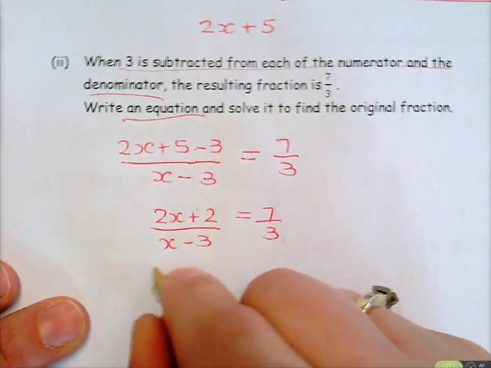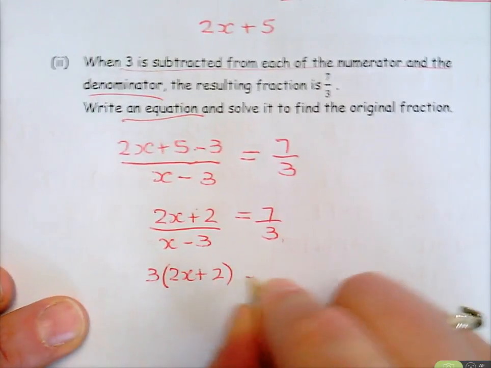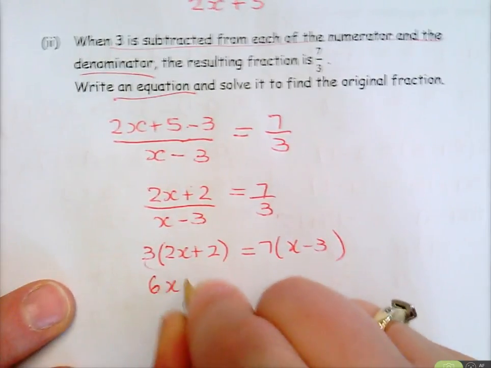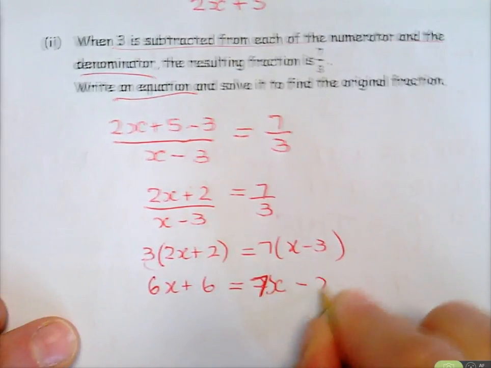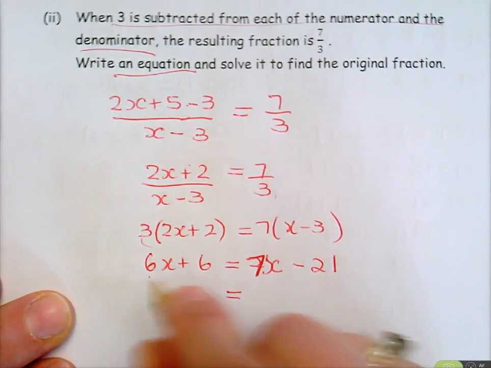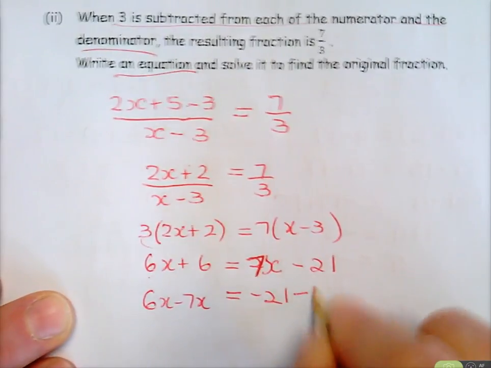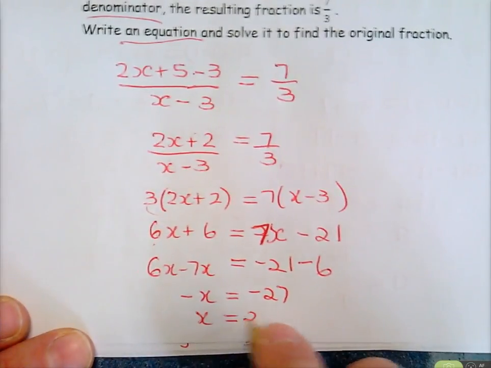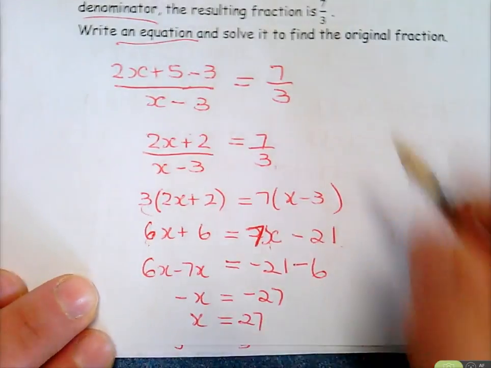We can cross multiply here because it's fraction equals fraction. So 3 bracket 2x plus 2 equals 7 bracket x minus 3. So solving this, we've got 6x plus 6 equals 7x minus 21. So 6x minus 7x equals negative 21 minus 6. So negative x equals negative 27. Swapping sides, x equals 27. Or here you could have just taken your x's to the left and your numbers to the right.